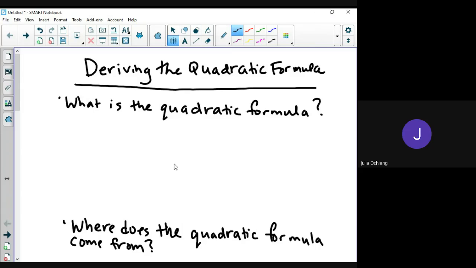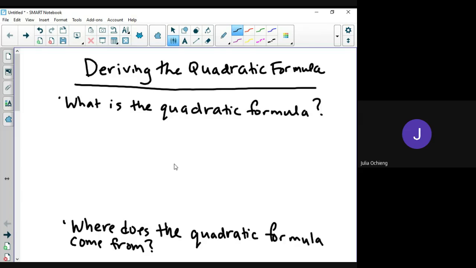All right, so this video is on deriving the quadratic formula, not on using the quadratic formula. So it does not teach you how to use it. If you want an example on that, you're going to have to look elsewhere. For the quadratic formula, deriving it, number one, what is the quadratic formula?